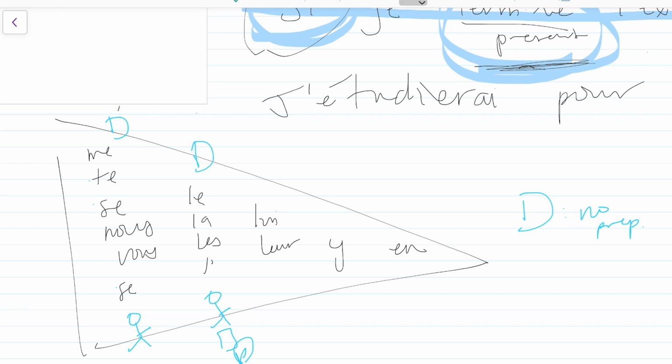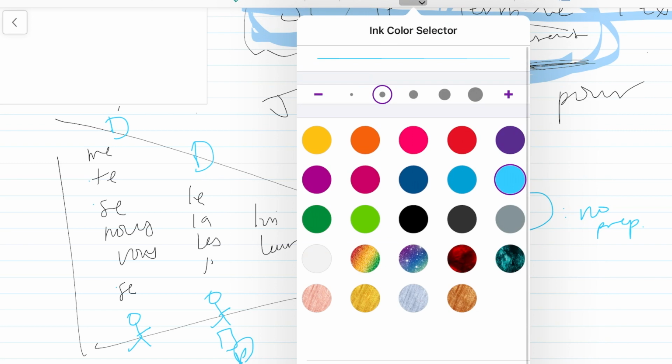Lui and leur stand for à plus a person and à plus people, so that's definitely not direct. Y stands in for a converging preposition like à, à côté de, sur, sous, so that's not direct because it has a preposition. And en is similar in that it has some form of de, which is a preposition. So the first two columns are the only ones that will ever be direct. The second column is always direct.